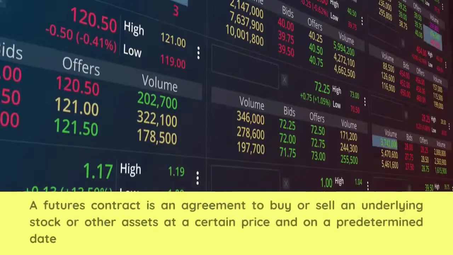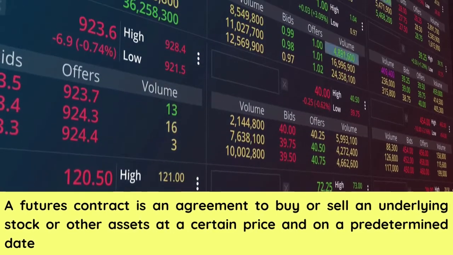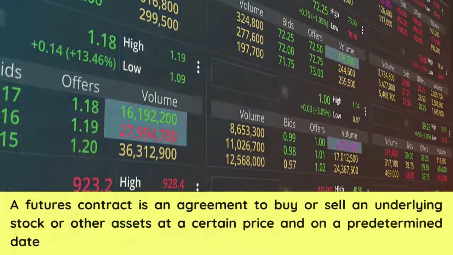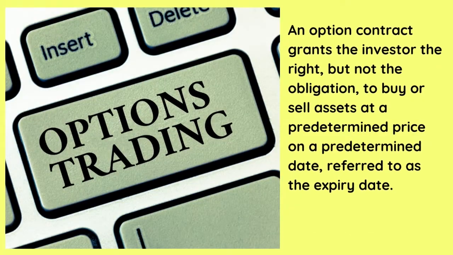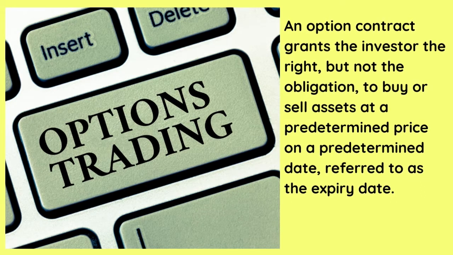A futures contract is an agreement to buy or sell an underlying stock or other assets at a certain price and on a predetermined date. On the other hand, an option contract grants the investor the right but not the obligation to buy or sell assets at a predetermined price on a predetermined date referred to as expiry date.